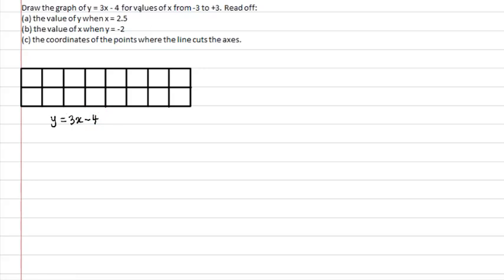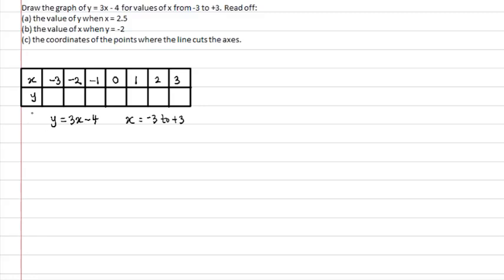The question said for values of x from minus 3 to plus 3. So let's put it on the table. This place is our x, this place is our y. The x will be from minus 3 to plus 3, that is minus 3, minus 2, minus 1, 0, 1, 2, 3. Now we are going to put these values of x inside this formula to get our y.